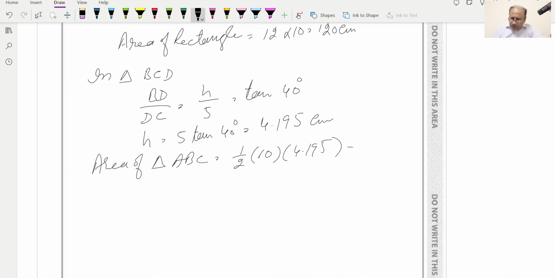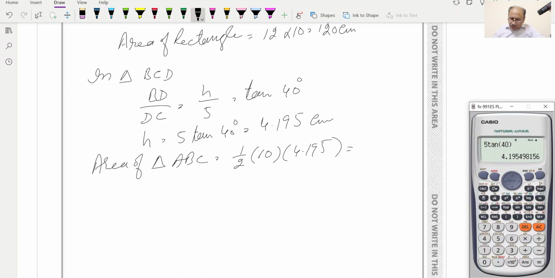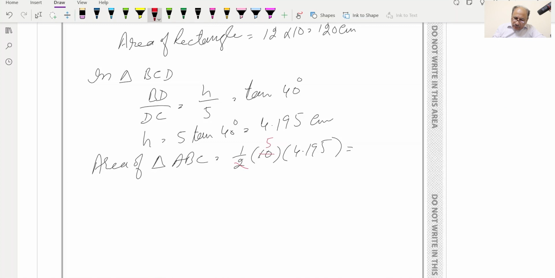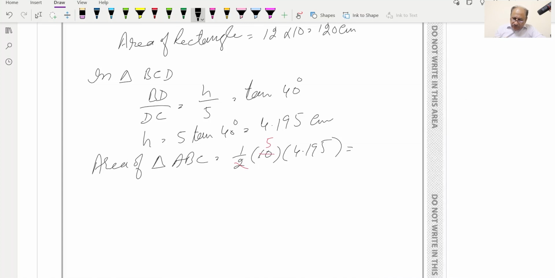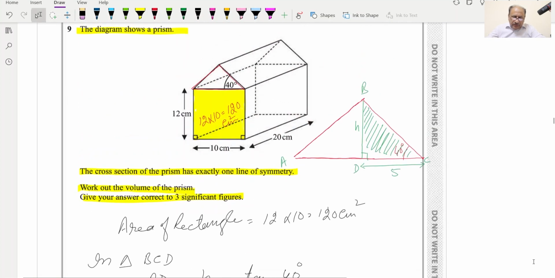4.195, and we have already figured this on the calculator, so this 2 will be cancelled with this, it will be 5, so we will multiply this by 5 and we will get 20.977. So we can write 20.977 centimeter square because this is area. Now we got the area of the triangle.